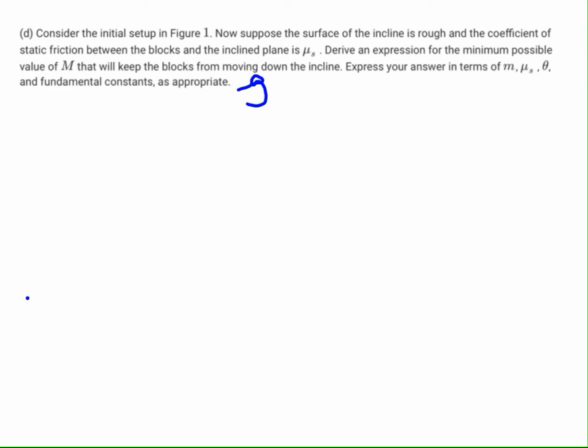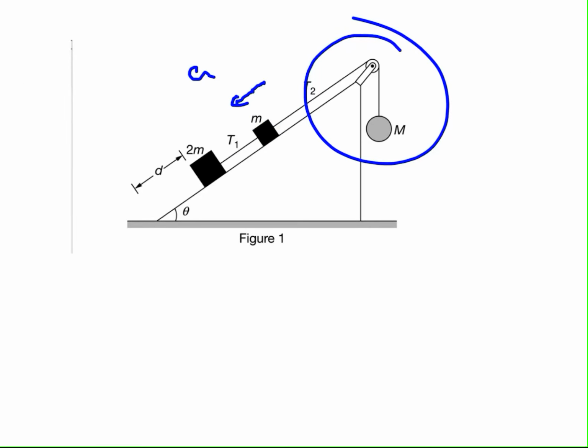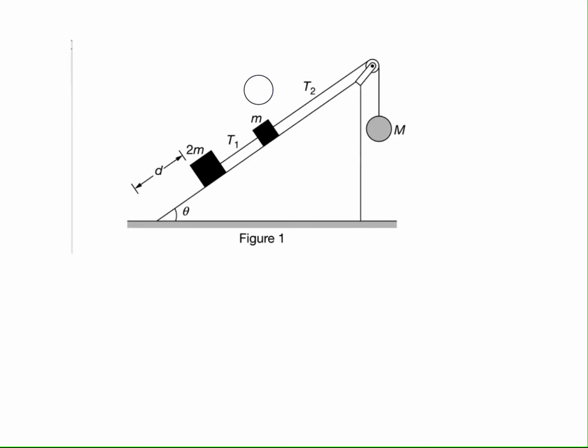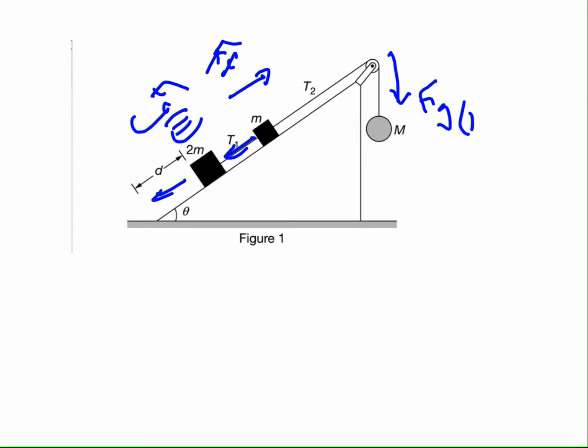So now we're going to go all the way back to the picture. So here we are. Now, let's look at this. We have force of gravity, right? So we got force of gravity parallel due to those two masses. Now, if they're trying to move down, then the force of friction acting on both of them is this way. And then we have the force of gravity of this guy acting that way.